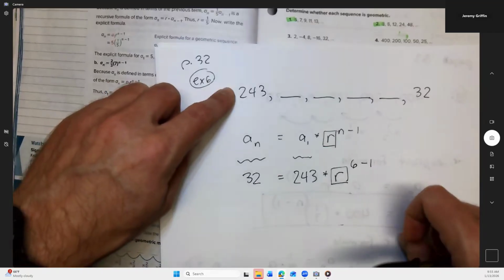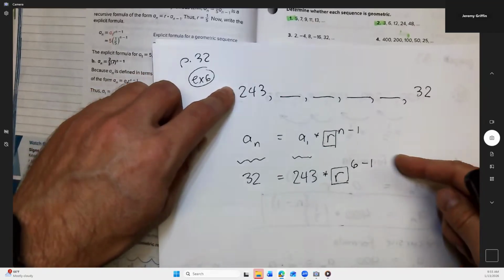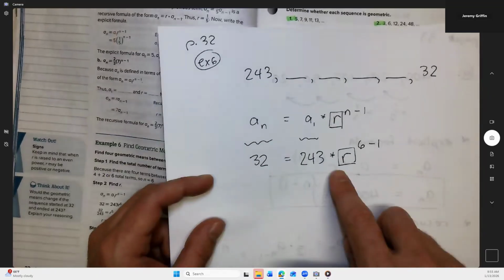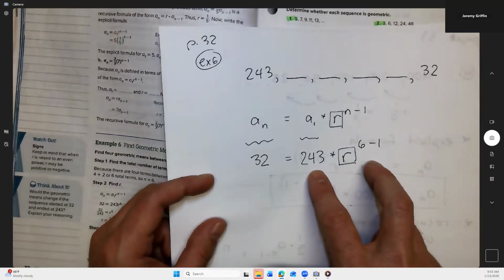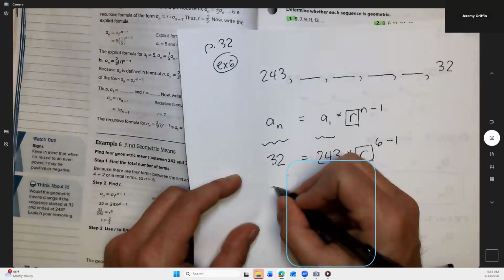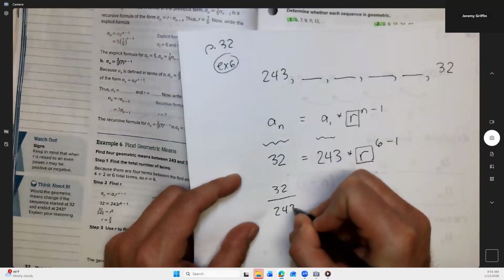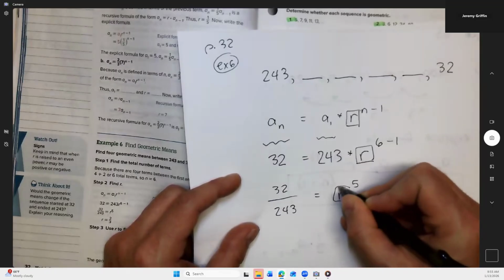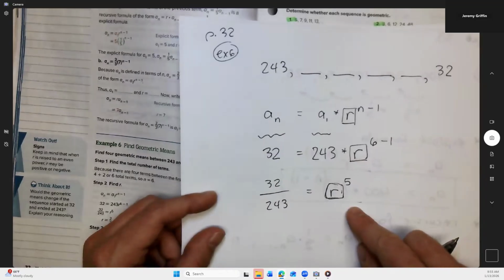They're calling 243 the first term, and so you have to have always minus 1 as part of the formula. Right, so we got that. Can you guys apply some algebra here? Can I do 32 divided by 243 equals r to the power of 5 now? Because 6 minus 1 would be 5. Okay. And I need to take the 5th root.